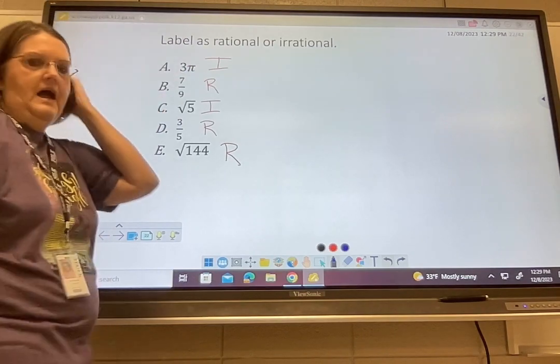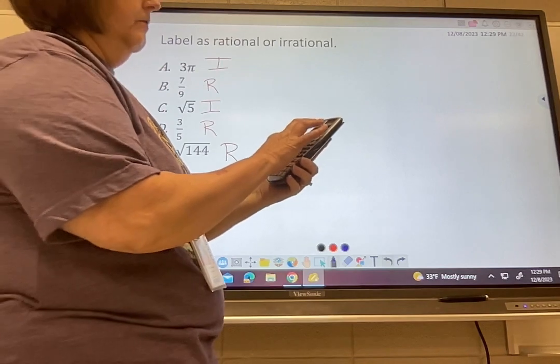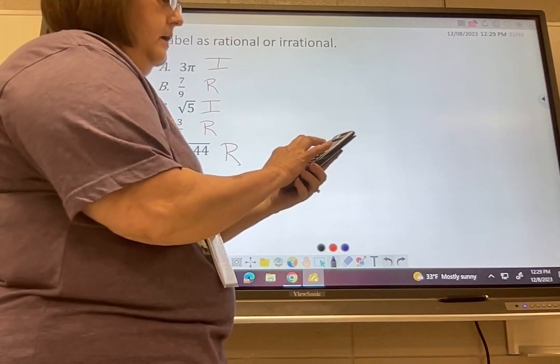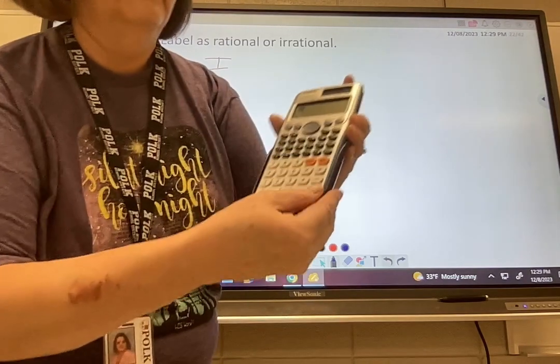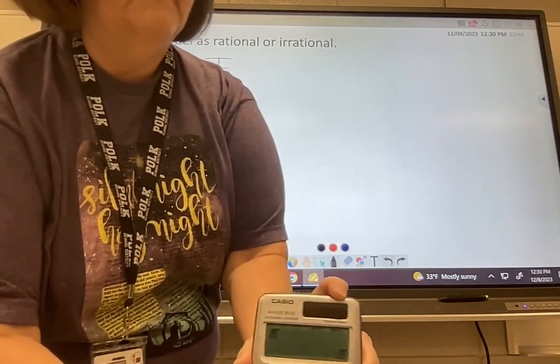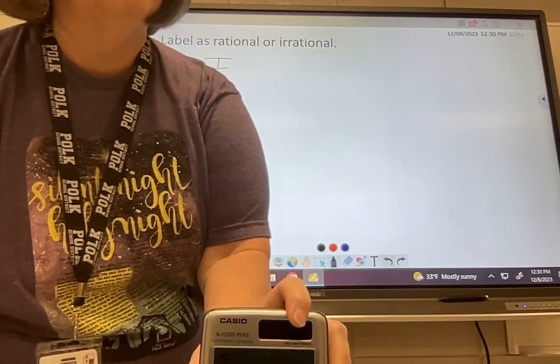The square root of 5, y'all, a leftover radical is always going to be irrational. So if I put square root 5 in the calculator and hit equals, it gives me that. And then if I hit the SD button, see how it fills it up, and there's no pattern.